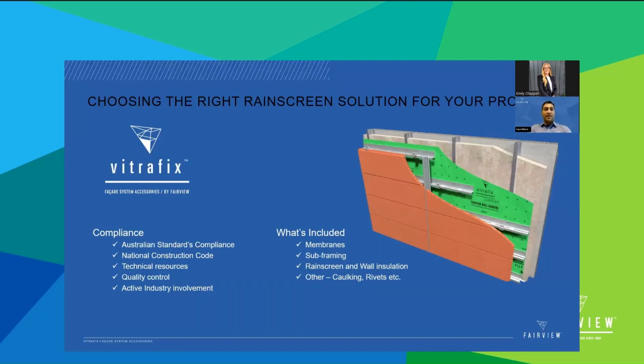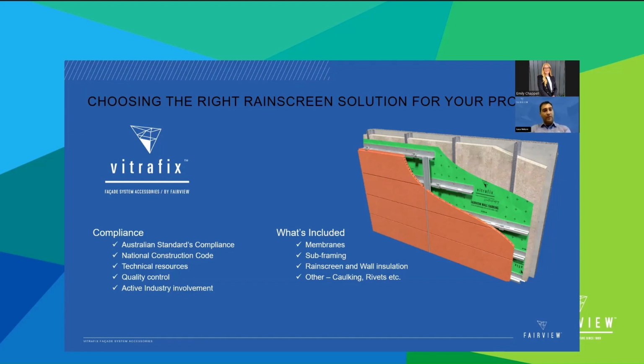Fairview has considered this approach and focused on providing non-structural components, with the intention and the mission to supply everything from the back of the internal linings out, for a full system that can help to deliver the design intent and all the functionality when it comes to a ventilated cavity.